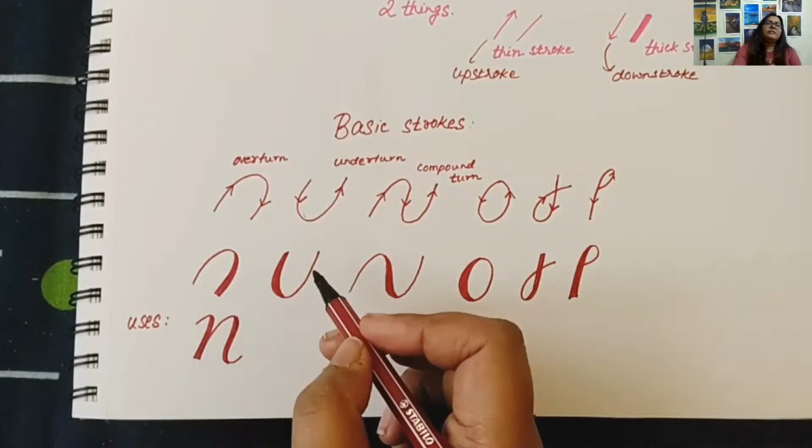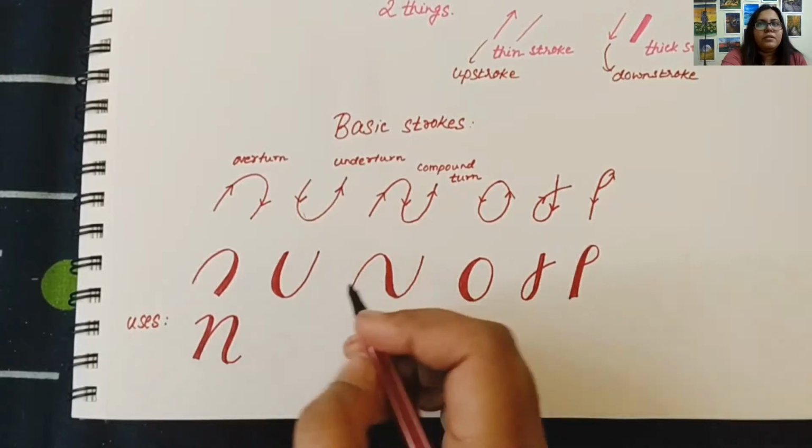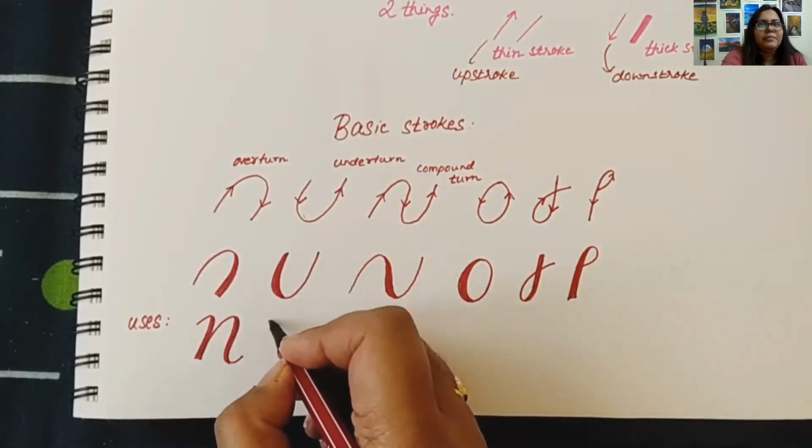Everybody getting it? Good job, everyone. Okay. So when we are moving like this, once my hand went down, up and down. So that is how the letter N is formed. Next, let us see where we are using the underturn.